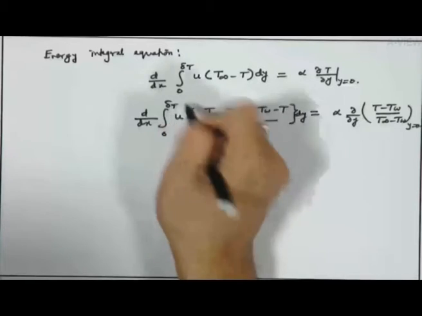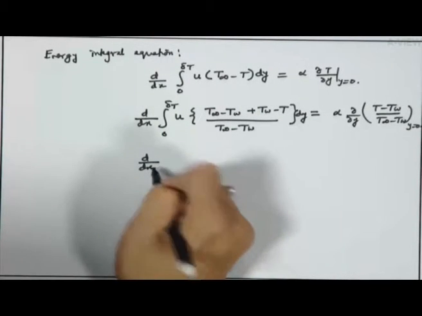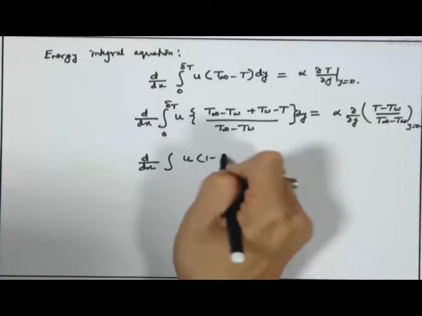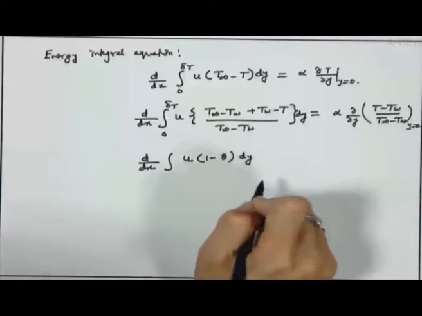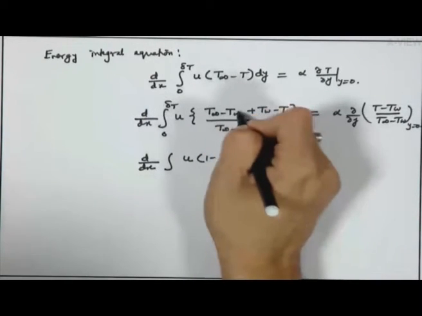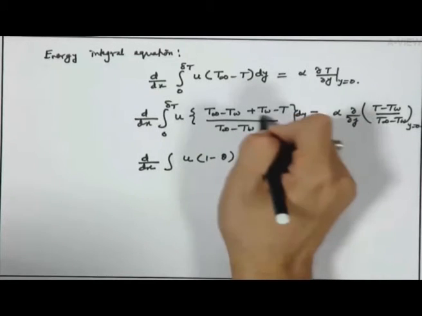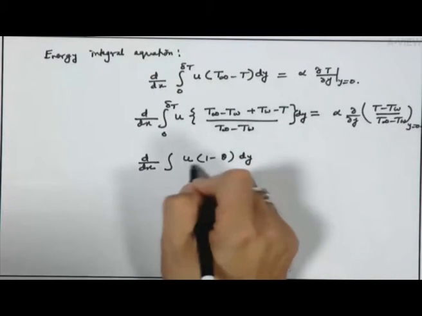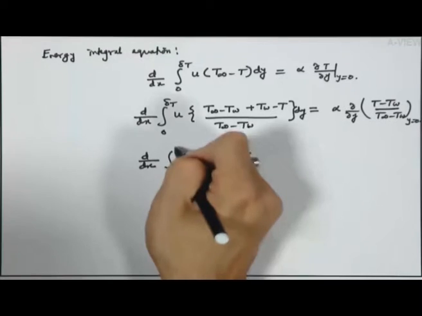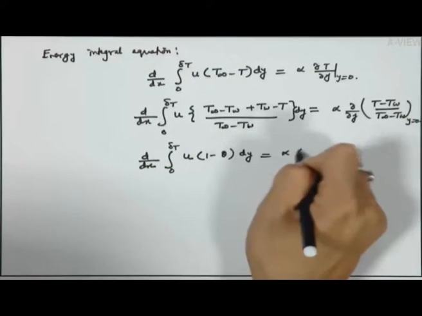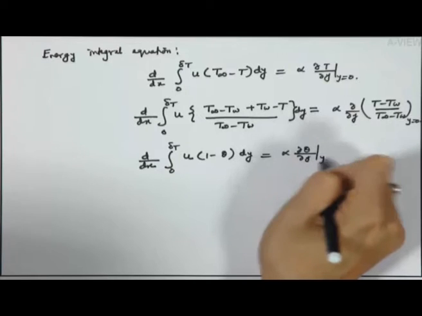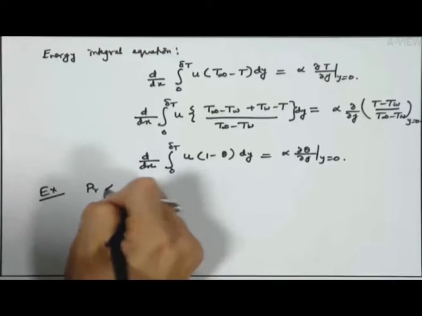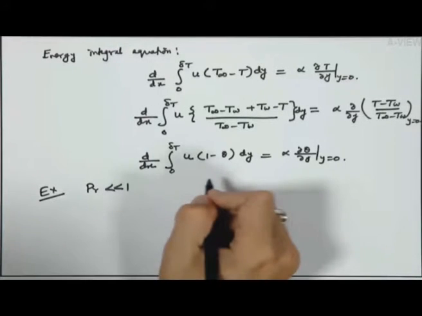So, then you are left with d dx of integral of u into (1 minus theta) dy, this is (T infinity minus T wall) by (T infinity minus T wall) is 1, and this is minus of (T minus T wall) by (T infinity minus T wall), that is minus of theta. So, this becomes u into (1 minus theta) is equal to alpha del theta del y at y equal to 0. Now, as an example, we work out the case for Prandtl number much less than 1.